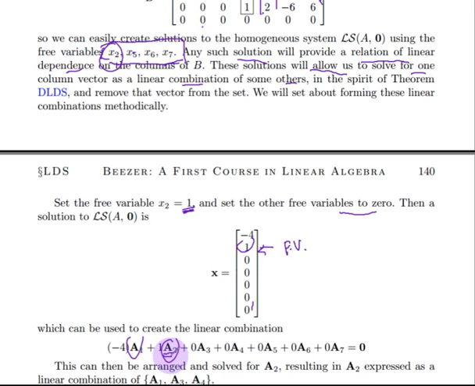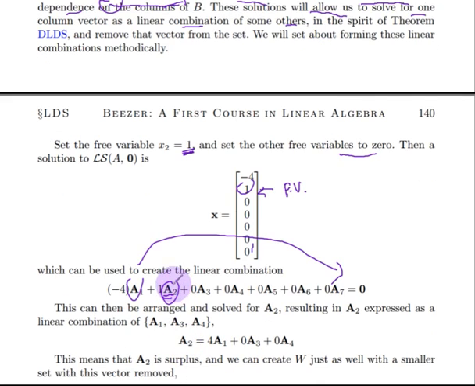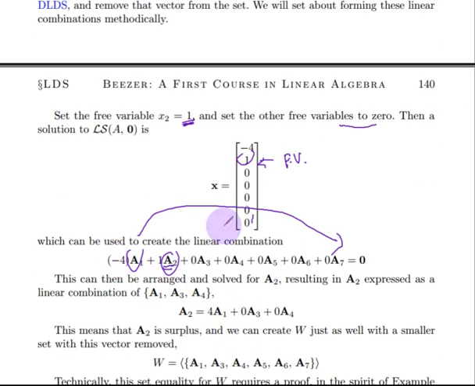Now, since that coefficient is 1, that means I can solve this relation for A2. It has a non-zero coefficient, which is 1. I can pull all the other ones over to the other side. So in fact, in this case, A2 is equal to 4A1, because when I pull a minus 4A1 to the other side, I'm going to get 4A1.